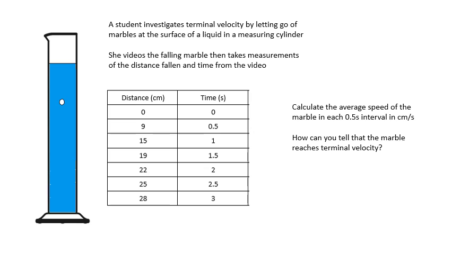With my pen, looking here, in half a second, it falls 9 centimeters. Then in half a second, the difference is 6. And then in half a second, the difference is 4. Then the difference is 3. And then 3 again. And then the distance is 3. So when we get down to here, every half a second, it falls the same amount. It has reached terminal velocity.